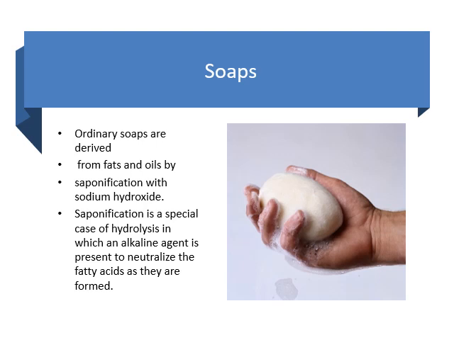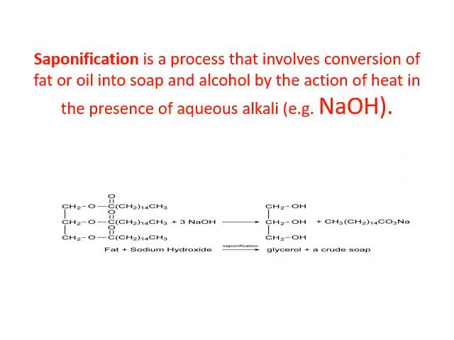The ordinary soaps or common soaps or classical soaps, we know they are derived from fats and oils by a process known as saponification. And saponification is a special kind of hydrolysis where an alkaline agent is present to neutralize the fatty acids as they form. So in this slide, you can see an example of the saponification process, where animal fat is hydrolyzed in the presence of an alkaline agent, usually sodium hydroxide. As a result of the hydrolysis, the product is crude soap.